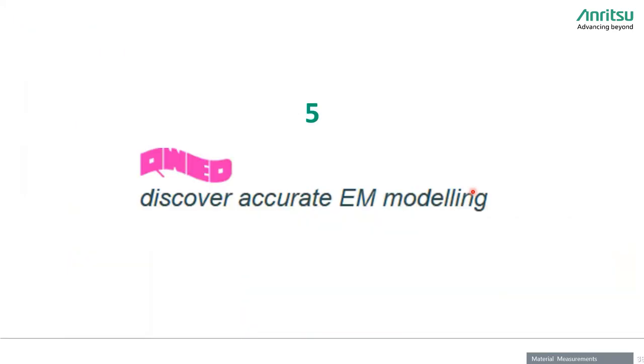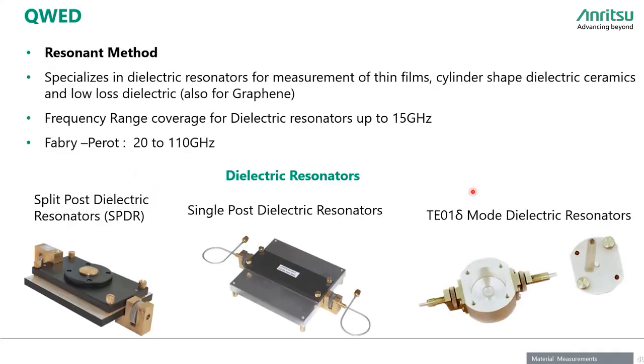The fifth global partner we have is QWED, which is also working on the resonant method. They are specialized in dielectric resonators that can measure thin films, cylindrical shapes, dielectric ceramics, and low-loss dielectrics. Their frequency range for dielectric resonators goes up to 15 gigahertz. However, there is also the Fabry-Perot, which can cover from 20 gigahertz up to 110 gigahertz. They have the split post dielectric resonator, the single post dielectric resonator, and the cylindrical shaped dielectric resonator as well.